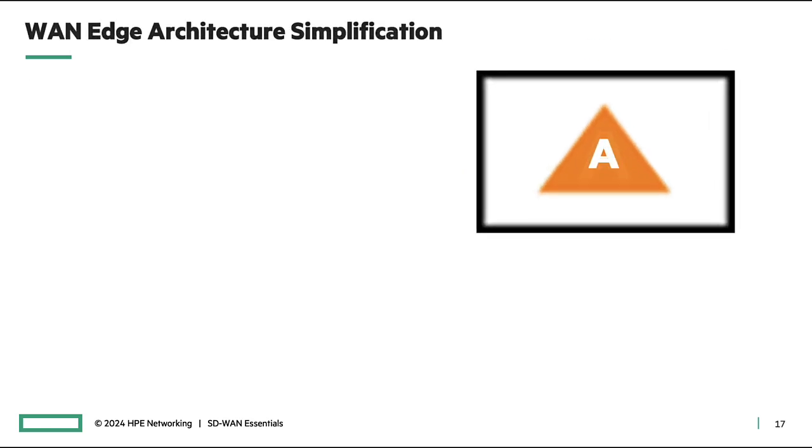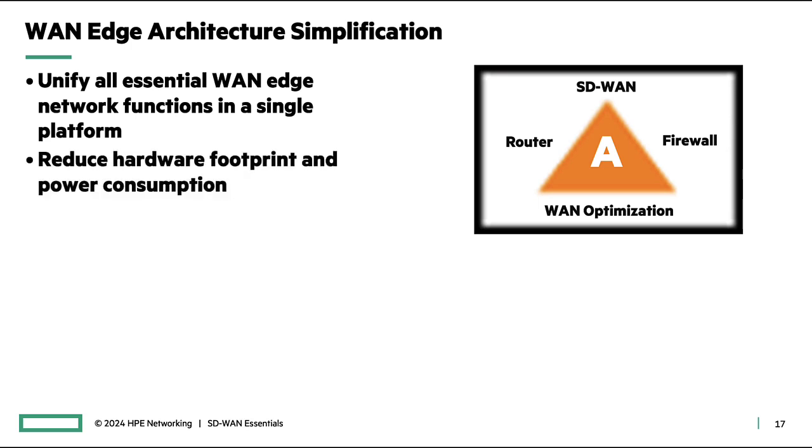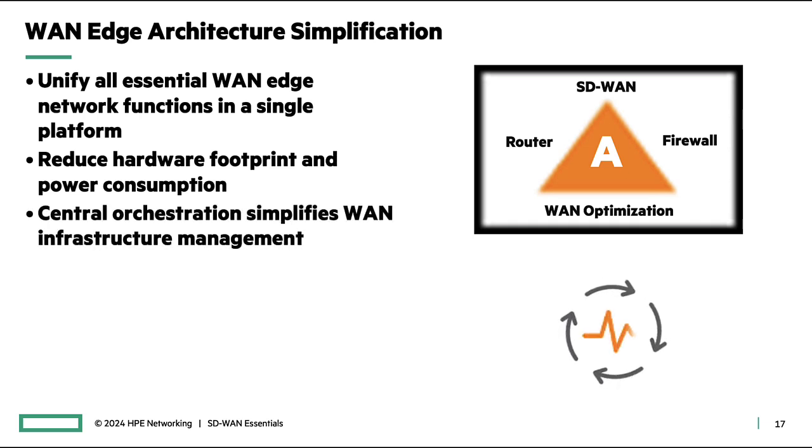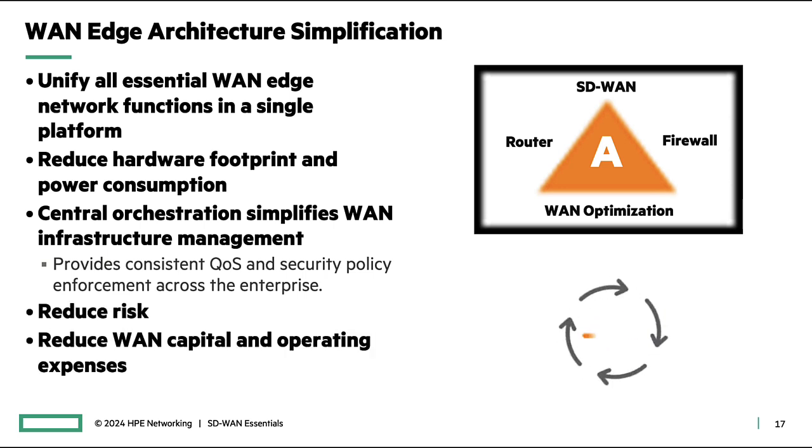So in summary, the right SD-WAN choice can unify all essential WAN edge network functions in a single platform, including routing, firewall, visibility and control, WAN optimization, and of course SD-WAN. Besides reducing the hardware footprint and power consumption at every branch, centrally orchestrating all of these functions greatly simplifies WAN infrastructure management for IT and provides a more consistent QoS and security policy enforcement across the enterprise. For the C-suite, this means reduced risk and of course reduced capital and operating expenses for the WAN.